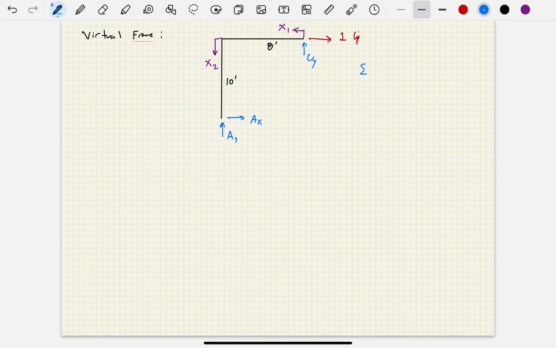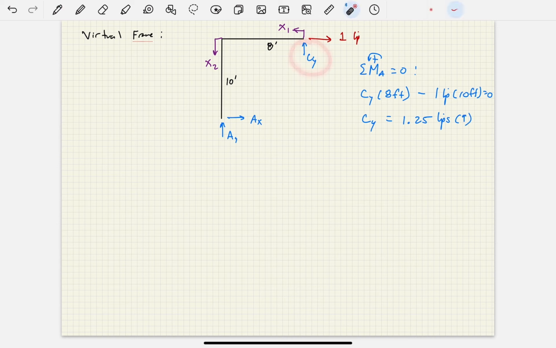So I'm going to say sum of the moments about point A equals 0. And we're going to say CY times 8 feet minus 1 kip times 10 feet equals 0. We'll do a little bit of rearranging, and we're going to get CY is 1.25 kips reacting upward. So that's just basic equilibrium to get CY.